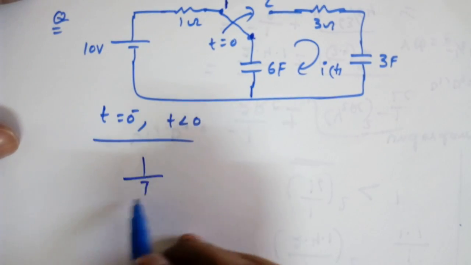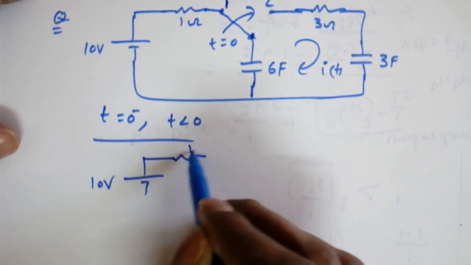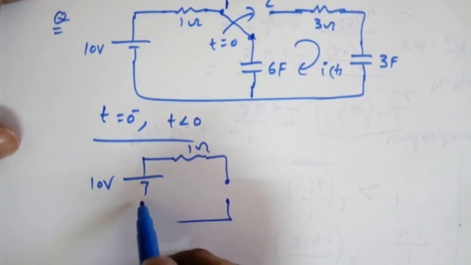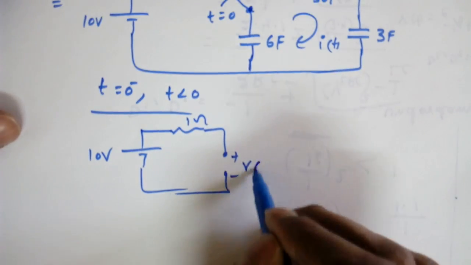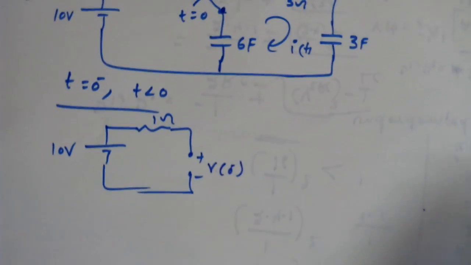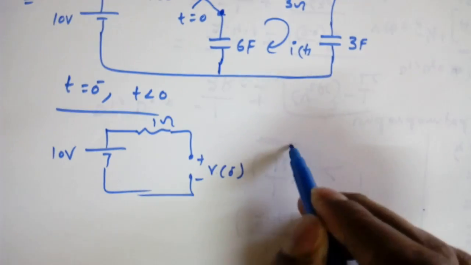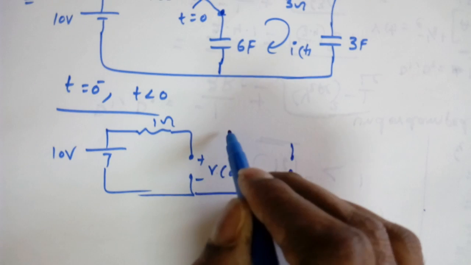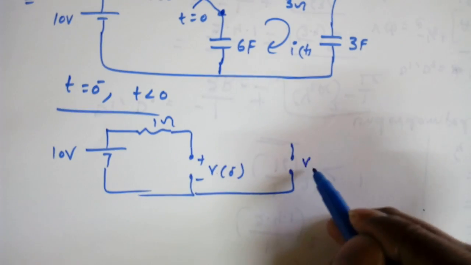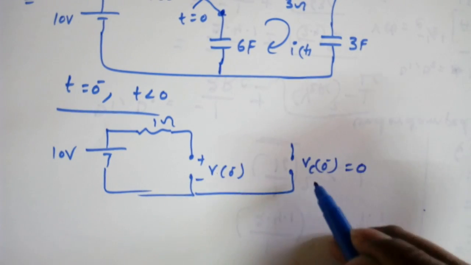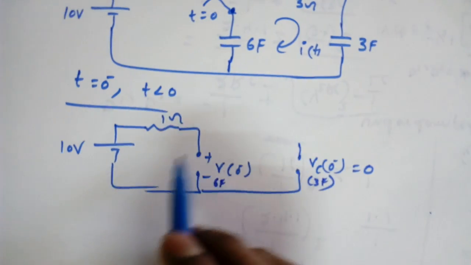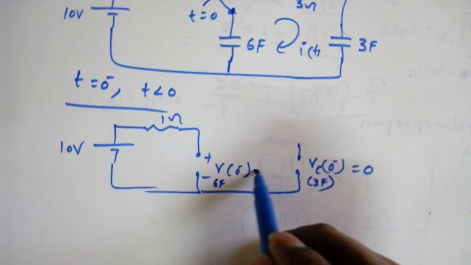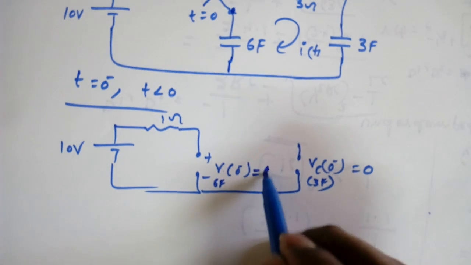So it is 10 volt and 1 ohm, and whenever the capacitor reaches its steady state, it will be Vc of 0 minus. Here the capacitor will be open, so there is no connection, so this Vc of 0 minus is equal to 0. This is the 3 farad one, this is the 6 farad. So what is the voltage here? There is no drop, so directly Vc of 0 minus is 10 volts.